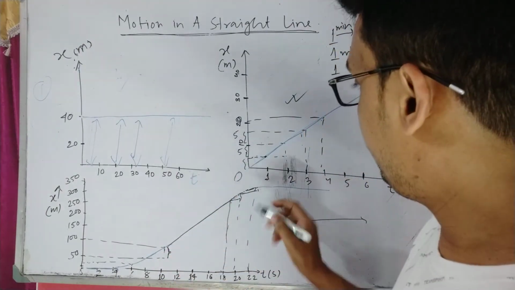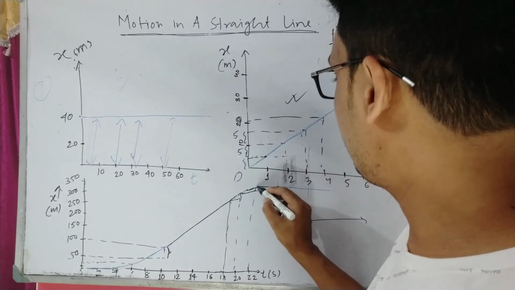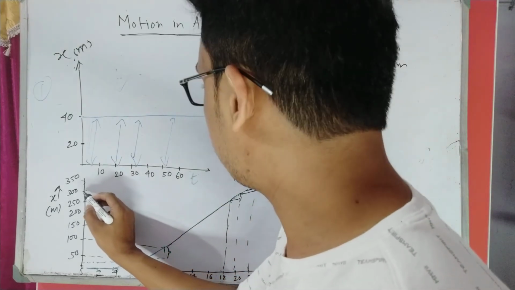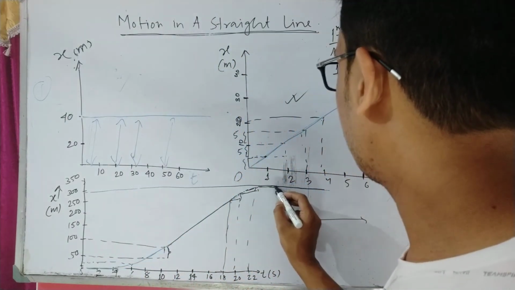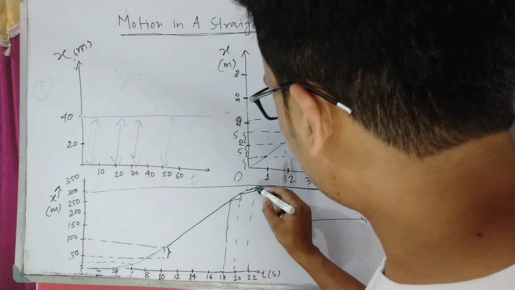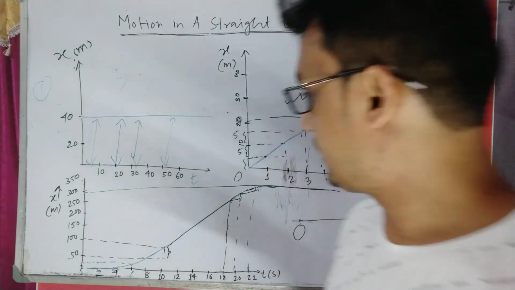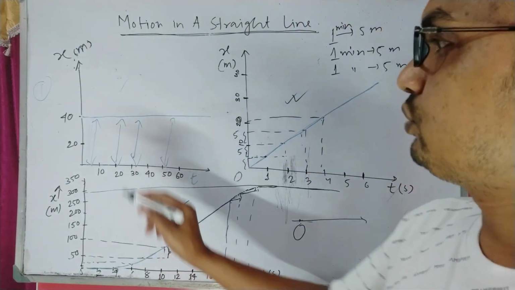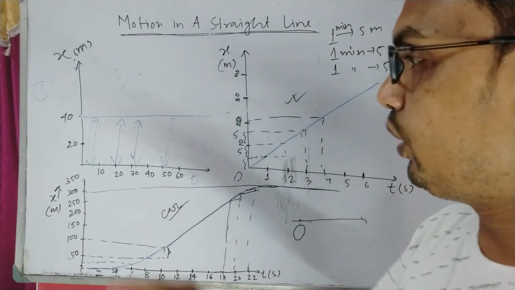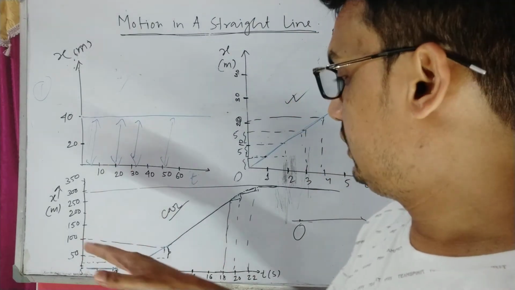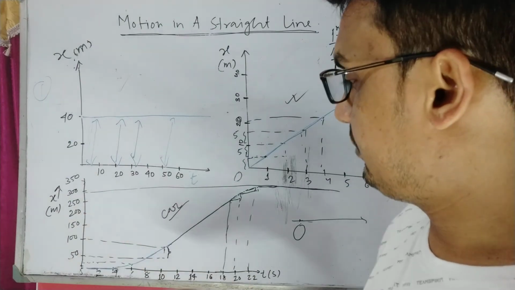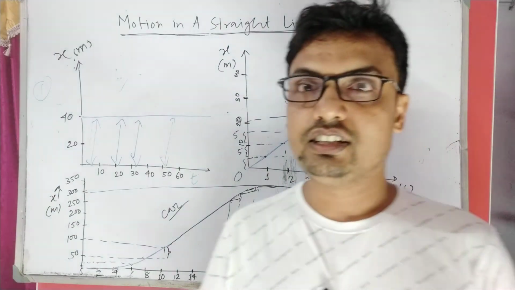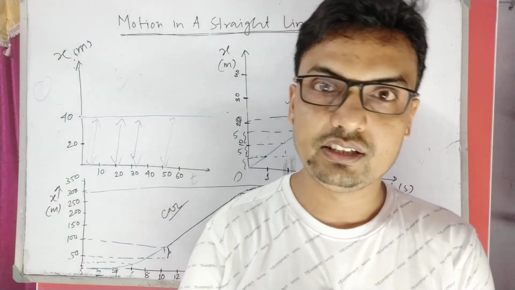And then finally it has stopped. Here it has stopped. That means time is changing, but its distance is no longer changing. It has remained constant. So after maybe 22 seconds, it has stopped once again. So this is the motion of a car. So the car's motion in one dimension, the position-time curve or graph, can be represented like this. So these are the three curves that I wanted to explain in this video.